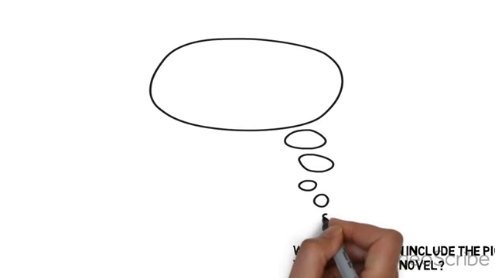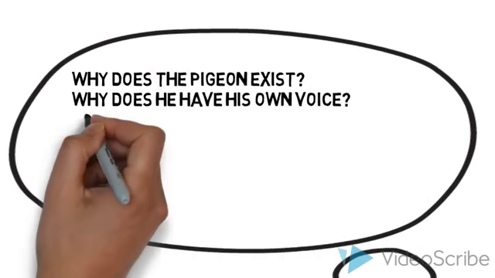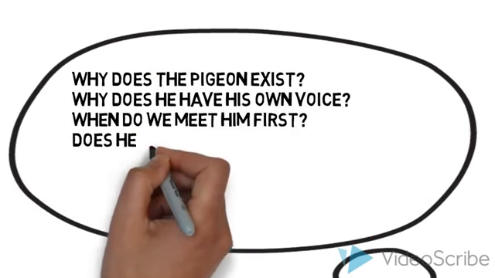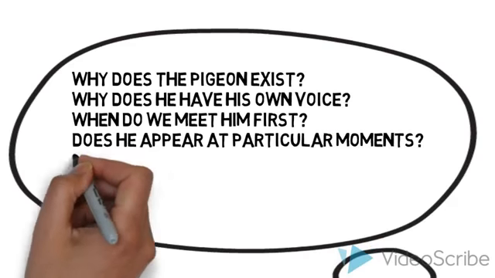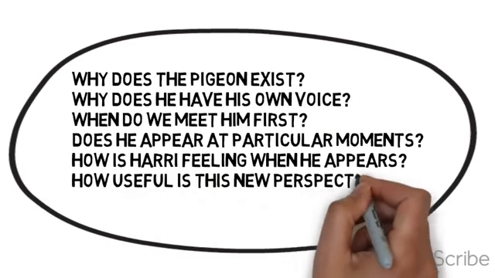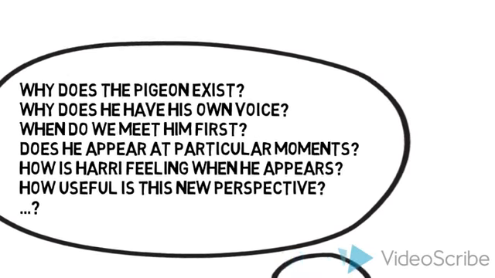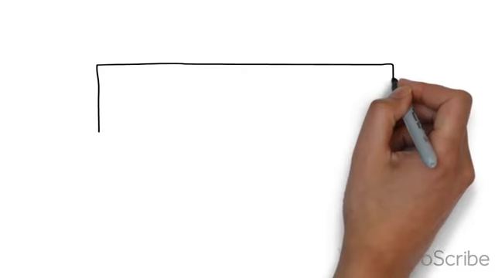So we need to ask ourselves a number of questions to really pull the question apart. Why does the pigeon exist? Why does he have his own voice? When do we meet him first? And does he appear at particular moments? For example, how is Harry feeling when he appears? How useful is this new third-person perspective? There are probably many more questions that you can ask yourself, but before we dive deeper, we need to take a look at the exam criteria.